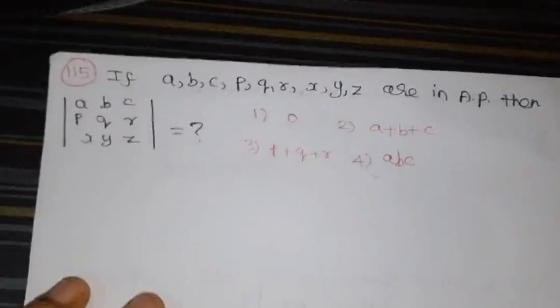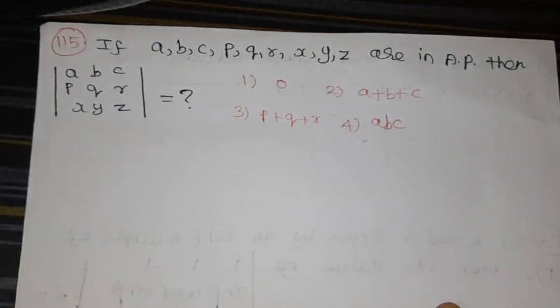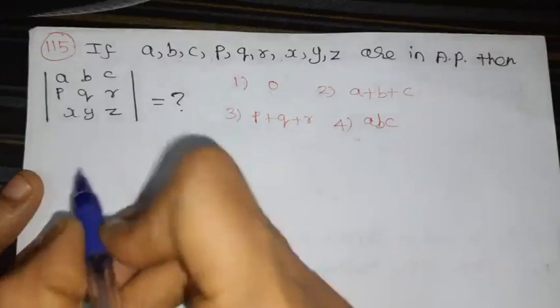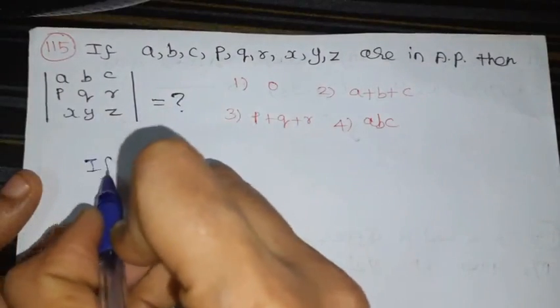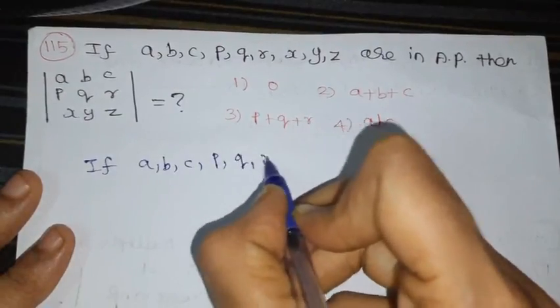We'll move on to the next one. See, if A, B, C, P, Q, R or X, Y, Z are in arithmetic progression, then we need to find the determinant for the given matrix. If it is in arithmetic progression, which means, what does it mean?